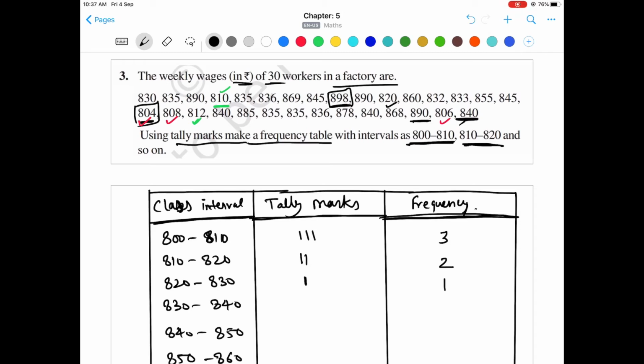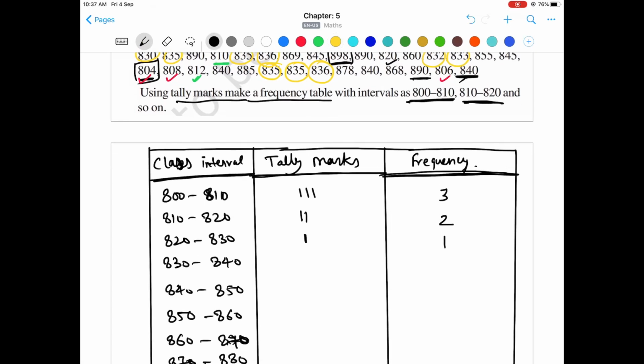So we have so many from this category: 1, 2, 3, 4, 5, 6, 7, 8, 9. So in total we have 9. Tally mark will be 1, 2, 3, 4, 5, 6, 7, 8, 9. So it will be 9 here. Next we have 840 to 850.